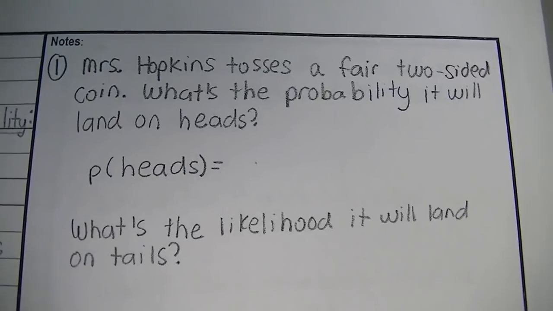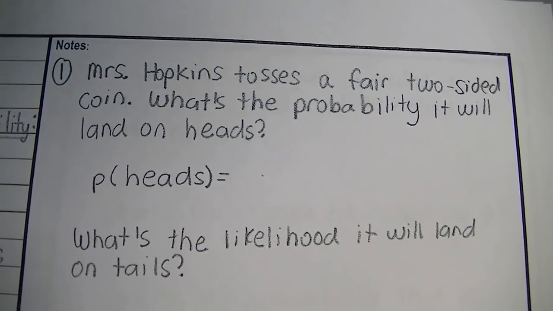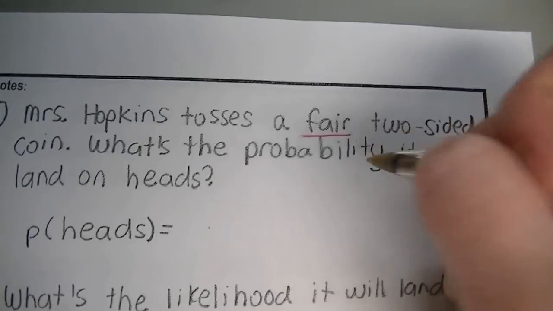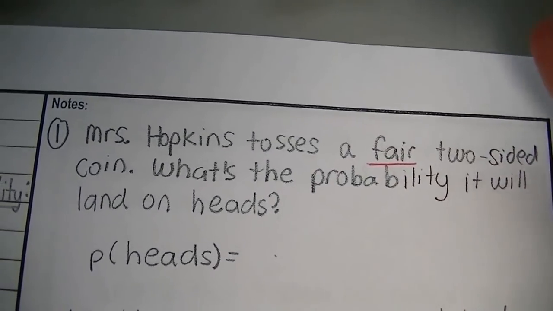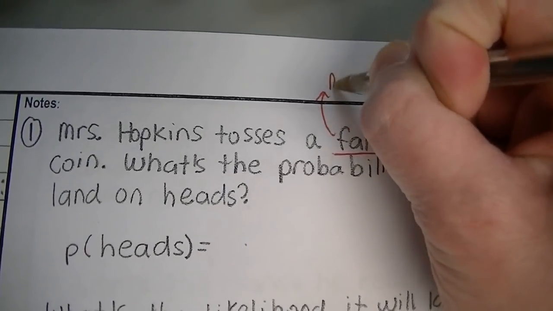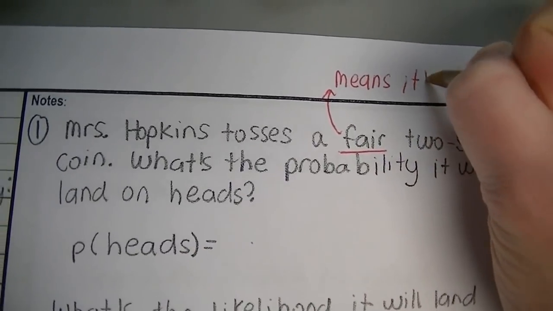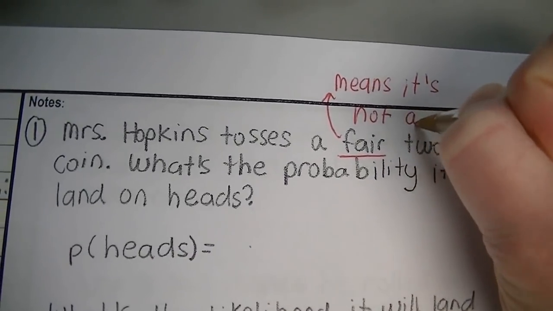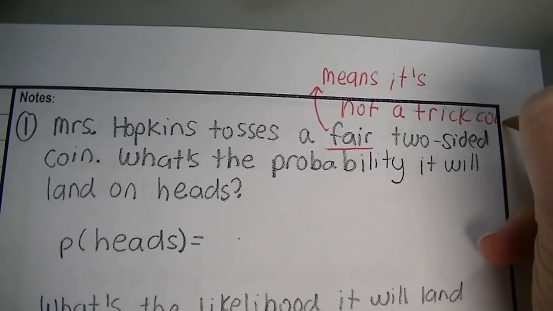Our first example says, Mrs. Hopkins tosses a fair 2-sided coin. I just want to take a second right now and explain what they mean by a fair 2-sided coin. When you see the word fair, in probability, it just means it's not a trick coin. I know that there are some coins out there that have heads on both sides, like a trick coin. But when it's a fair coin, there's no catch. One side is heads and one side is tails, okay?